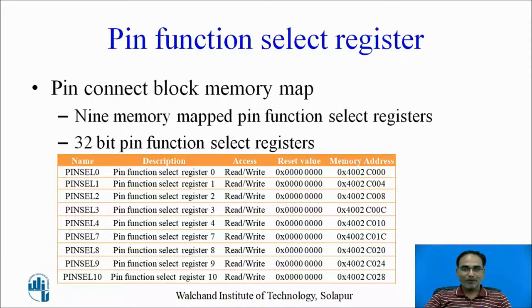So pin function registers are part of pin connect block. These 9 registers are listed here. Each pin function select register is 32 bit wide. You will see that here total 9 registers are available: PINSEL 0, 1, 2, 3, 4, 7, 8, 9 and 10, and they have memory addresses as shown here.